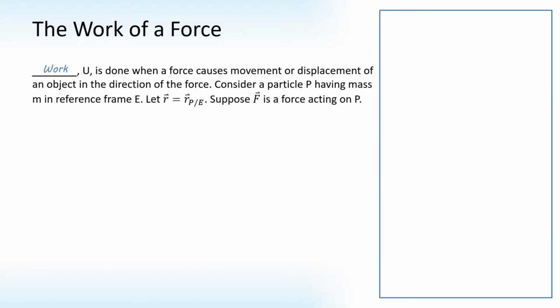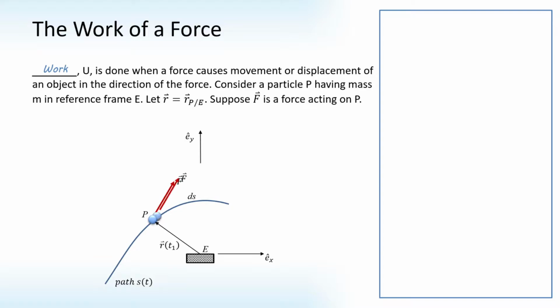Work, also referred to as capital U, is done when a force causes movement or displacement of an object in the direction of the force. Consider a particle P having mass m. Let r be the position of P with respect to reference frame E. The particle might be moving, so it will start at time t1. Suppose also that a force F is acting on P, and P moves along a path S of t to a new position at t2.